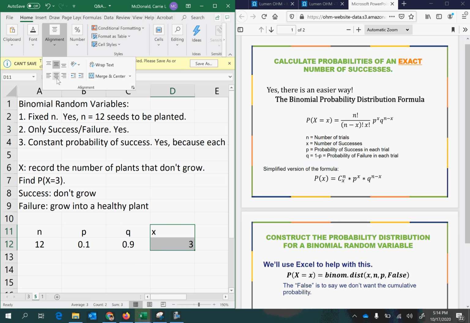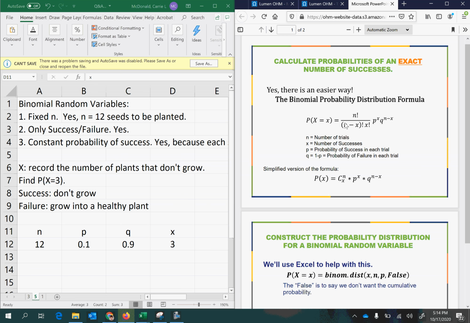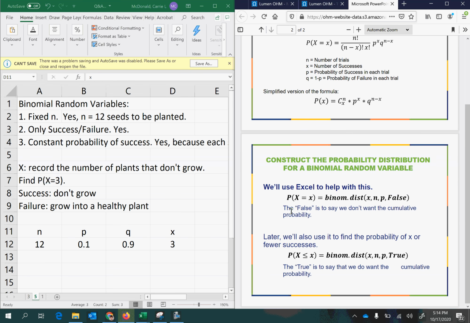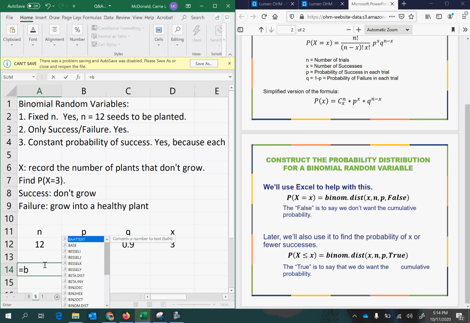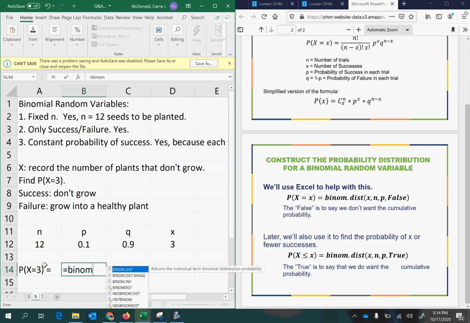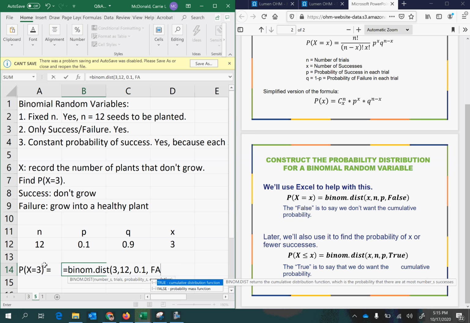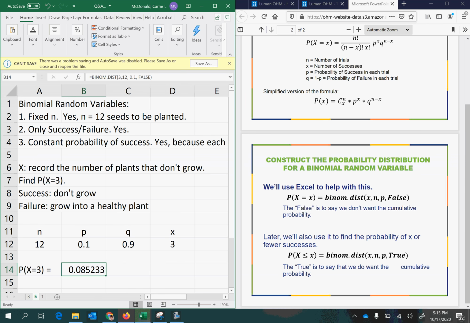So now that we have all that, you can either do the formula using the mathematical calculation. You can also use binom.dist like this. Okay, so we have the probability that x is equal to exactly 3 will be found using binom.dist with 3 successes, 12 trials, a probability of success of 0.1, and false for cumulative since we are only interested in an exact number of successes. And so there is your answer.